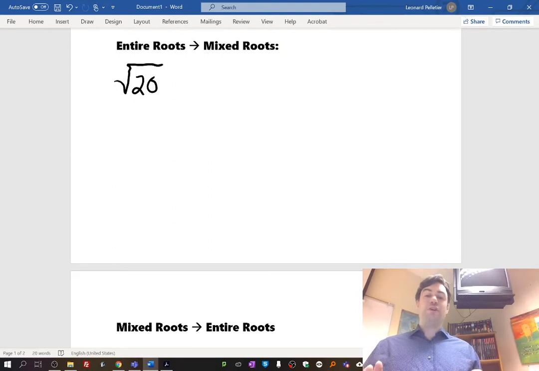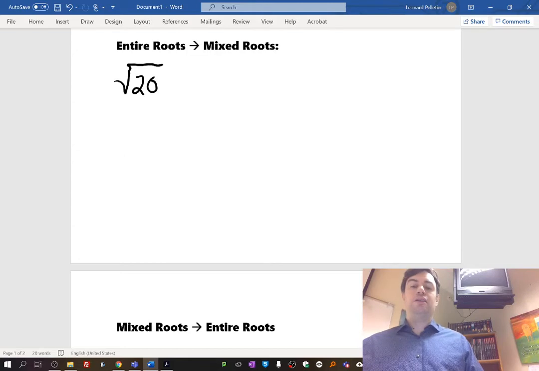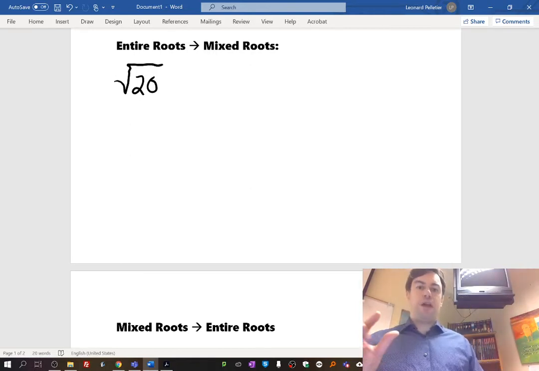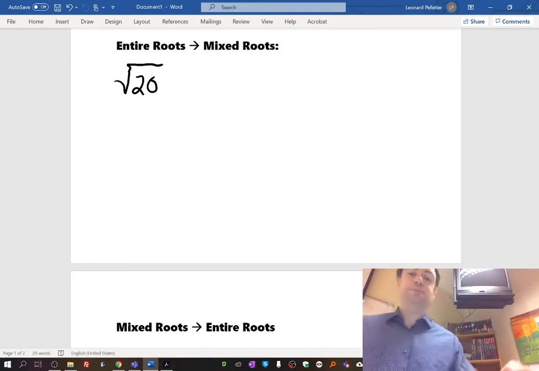So the square root of 20, how do we turn that into a mixed root? It's an entire root right now. So what's the game that we play? Well, you can make a factor tree for 20, and you look for anything that you could take the square root of evenly, like a perfect square. Or you can go all the way down to prime factorization and look for pairs of prime numbers, and you could use those to figure out the square roots.